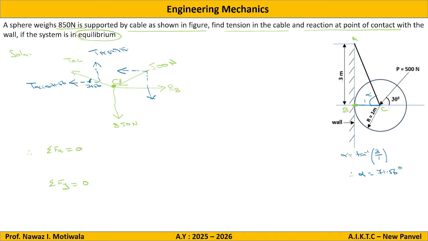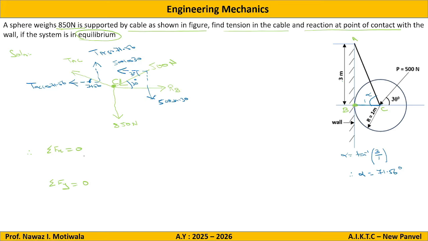Now regarding this 500 Newton force. We are already given the angle with respect to x is 30 degrees. So if this is 30, this is also 30 with respect to x. Alternate angles. So this will be 500 cos 30. This will be 500 sin 30. Now, as all the forces are resolved, we can apply the conditions of equilibrium.